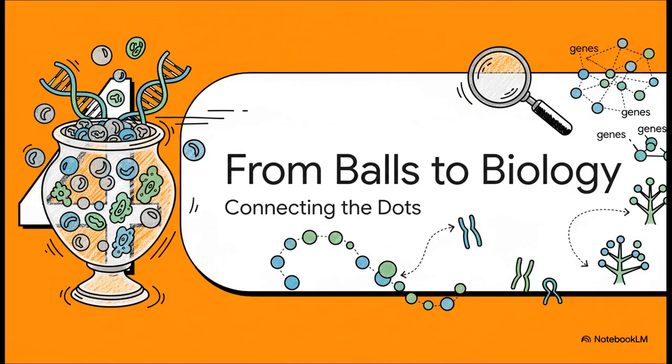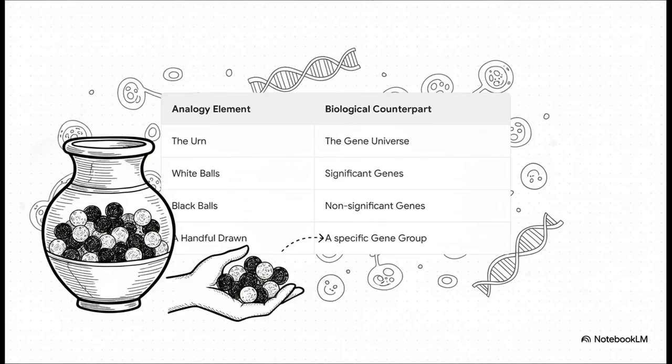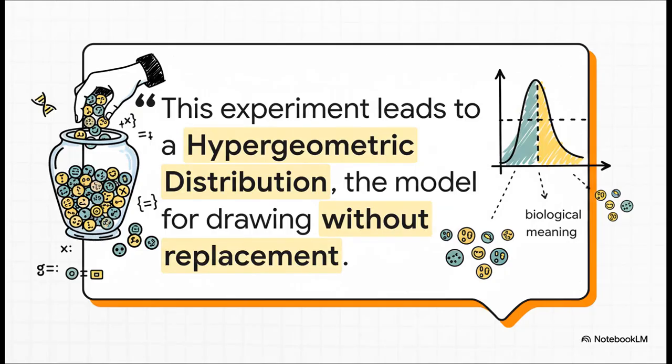So that's the game. Pretty simple, right? Now let's take that simple idea and connect the dots back to the actual biology, because every part of our little urn experiment has a direct counterpart in real-world genetic analysis. Let's make this super clear. The urn, that's your gene universe, every single gene you measured. The white balls, those are the significant genes you found. And the black balls are, well, all the rest. And that handful you drew from the urn represents one specific gene group or pathway that you want to test. And hey, for anyone who's curious about the math behind it, there's a fancy name for this.